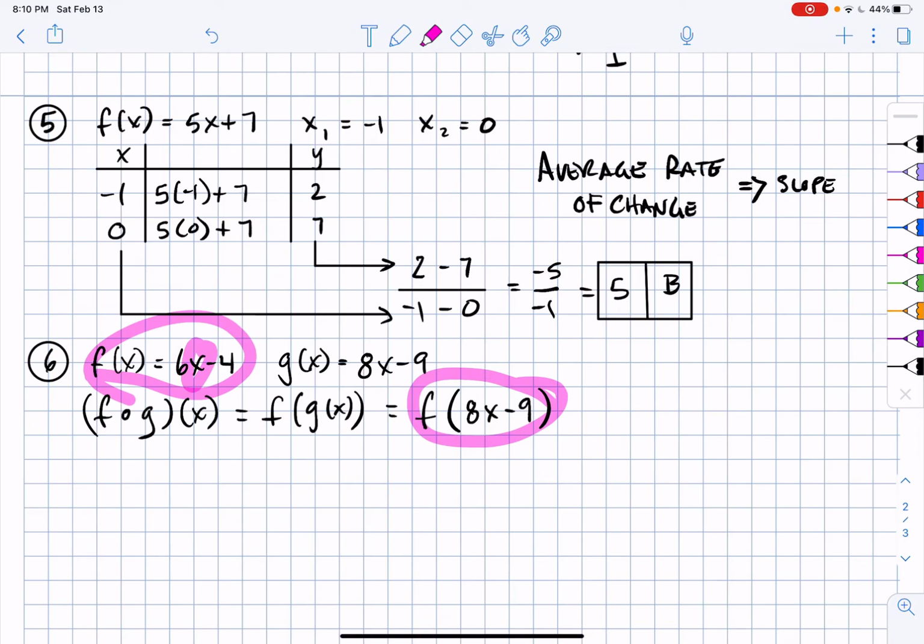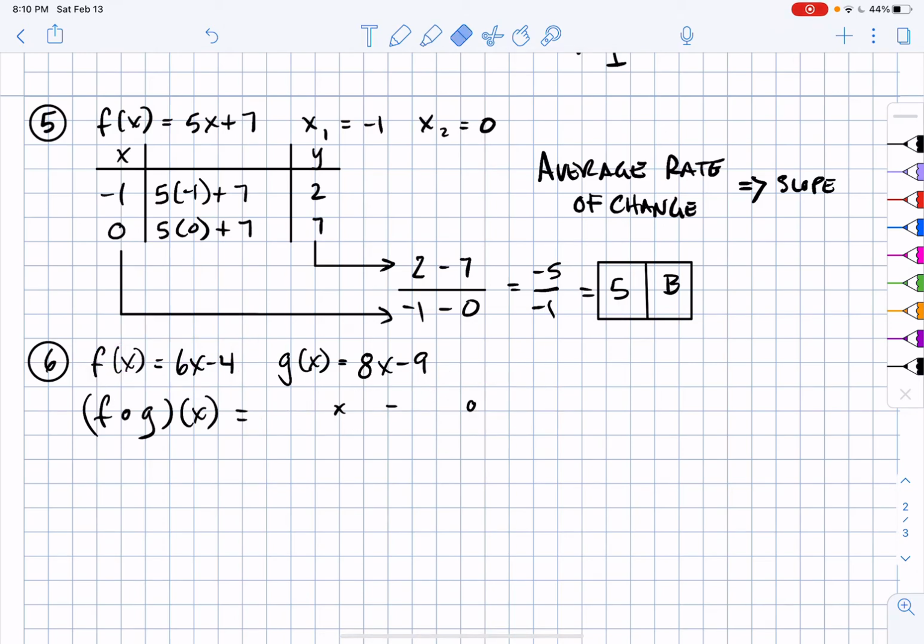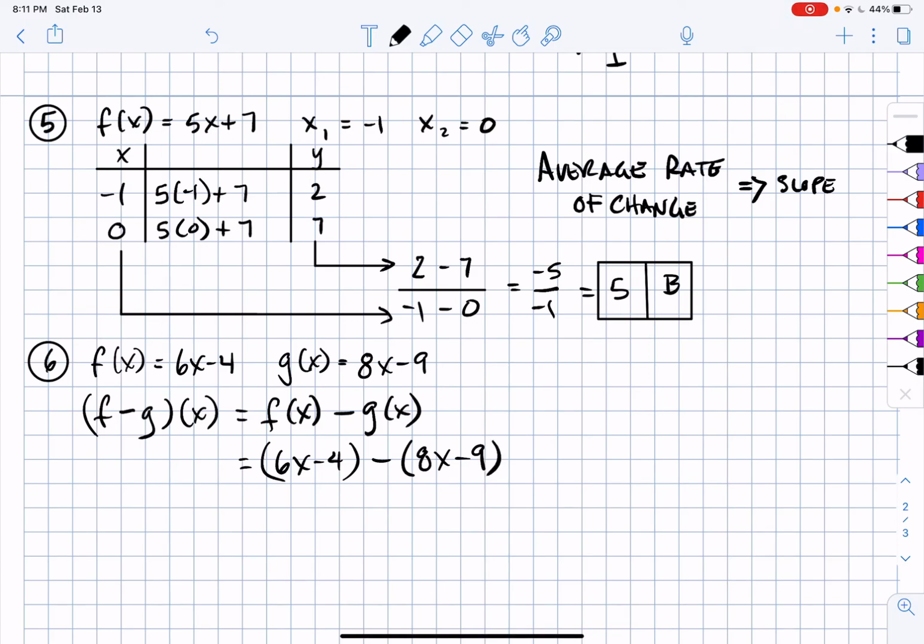minus, sorry. I'm not looking for that. Let's rewind. We're looking for f minus g of x. So that means f of x minus g of x. Okay? So, what is f of x? f of x is equal to 6x minus 4 minus g of x, which is 8x minus 9. Sorry for the confusion. We've done so many composites, I thought maybe we were going to do a composite again, but no, this is subtraction.